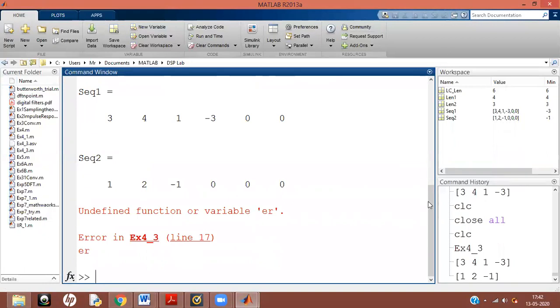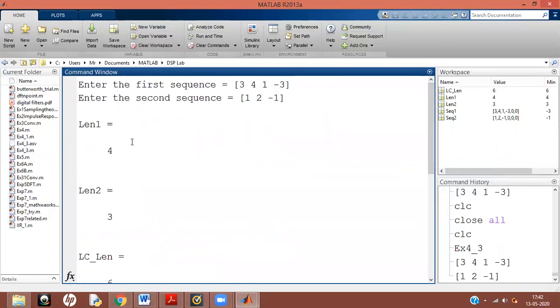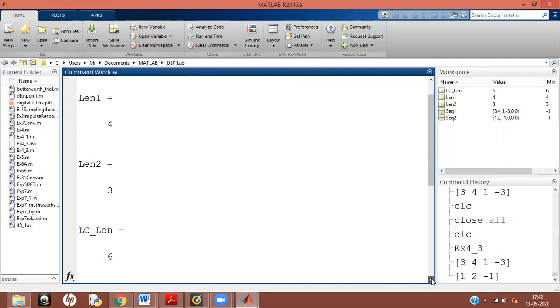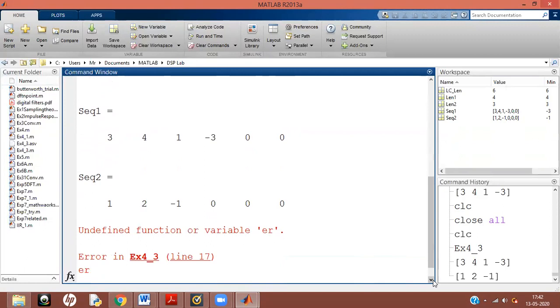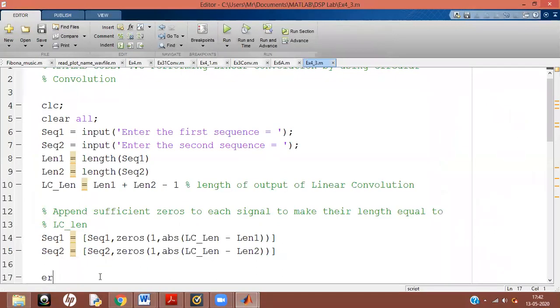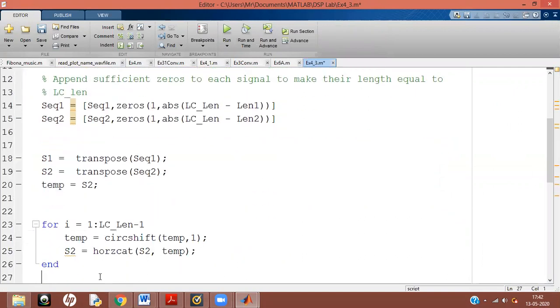Yeah, you look at this, what happened. The length of the first signal is 4, the length of the second signal is 3, and linear convolution should be 4 plus 3 minus 1, that is 6. You see what happened? 2 zeros have been appended to sequence 1, and 3 zeros have been appended to sequence 2. There is one error message also showing some undefined function or variable on line 17. This I have purposely put, right? So I'll remove that. Now let's look at what further we need.